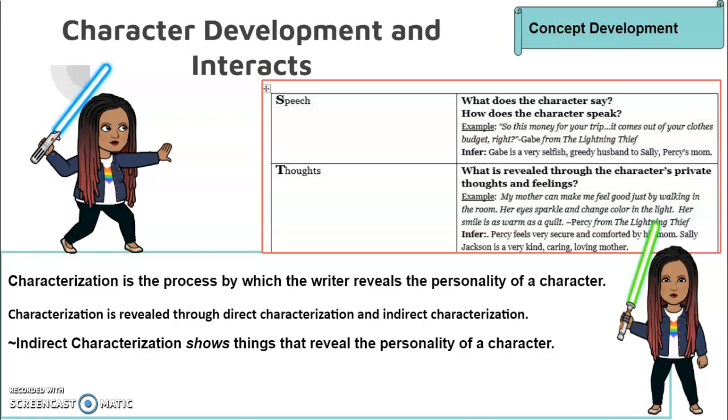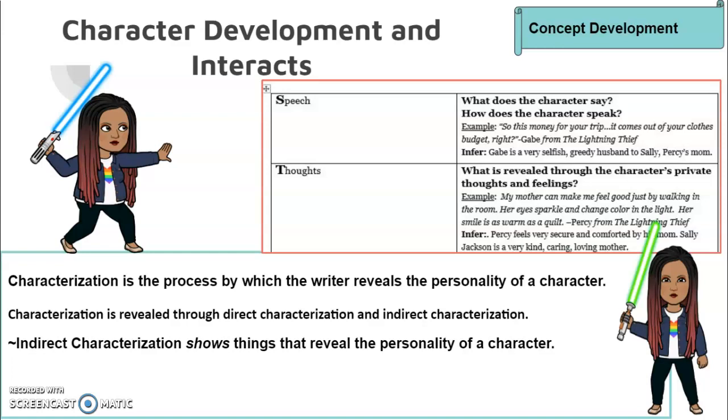All right, so then we're going to look at the thoughts. Again, the thoughts are not what's spoken. So you have to know the difference between dialogue and non-dialogue. Dialogue will always be in quotations because that's when the character is saying it outright. Okay, so this is Percy. He says, "My mother can make me feel good just by walking in the room. Her eyes sparkle and change color in the light. Her smile is as warm as a quilt." Percy from The Lightning Thief.